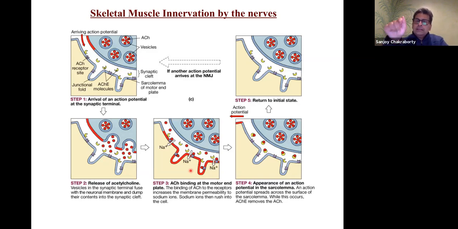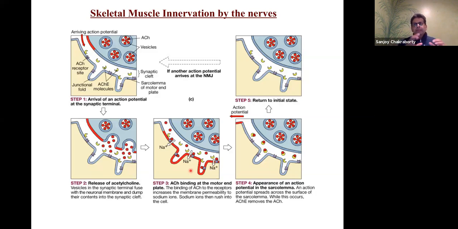Once the signal is in the muscle cell, in the sarcolemma, that signal is going to transfer from the sarcolemma, or the plasma membrane, via the T-tubule to the sarcoplasmic reticulum. The sarcoplasmic reticulum in turn will release calcium. Once the calcium is released, troponin binds with the calcium, tropomyosin moves, and we know the rest.